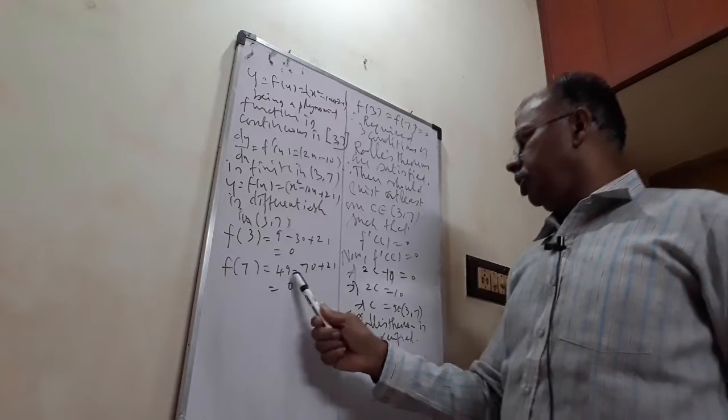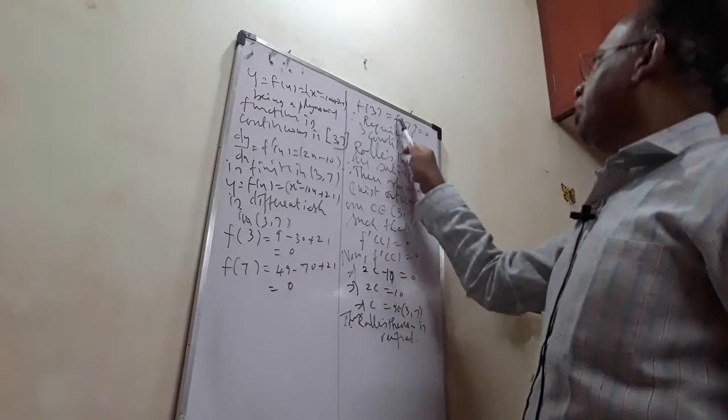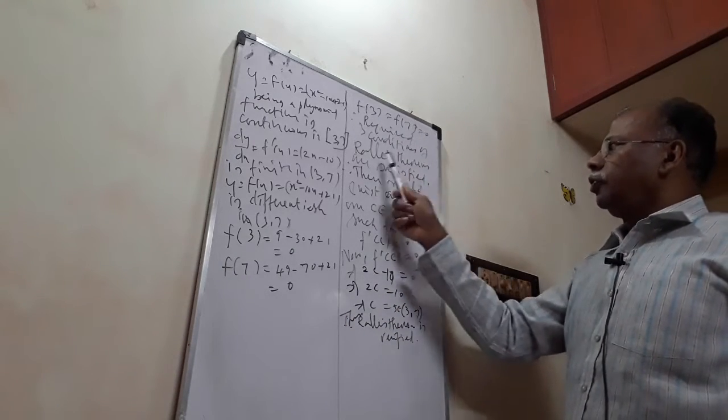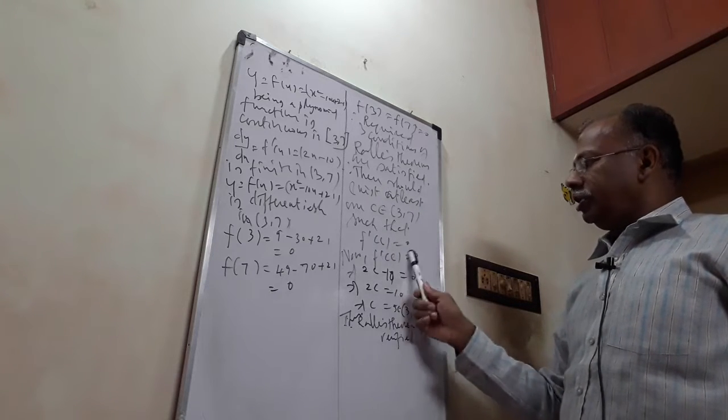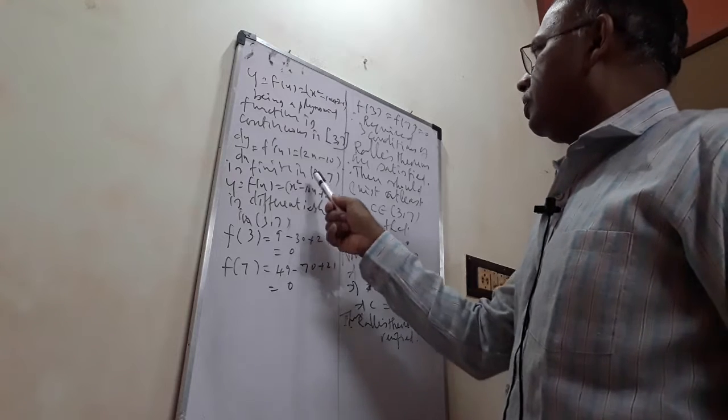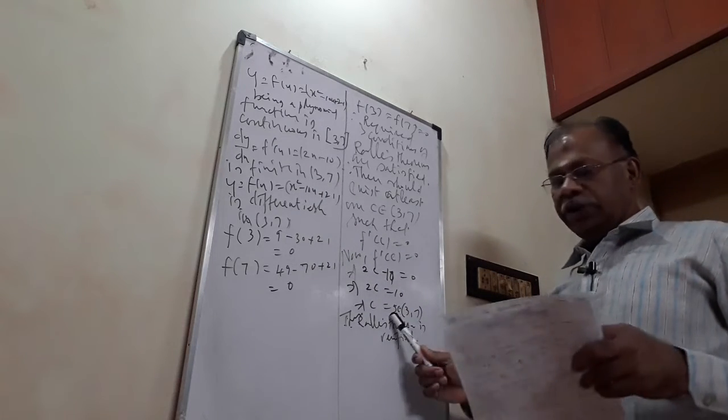49 plus 21, 70 minus 70 is 0. The f of 3 is equal to f of 7 is 0. The required 3 conditions of Rolle's theorem are satisfied. There should exist at least one C in the open interval, so f dash of C is 0. F dash of C is 2C minus 10. C is 5. 5 is in the open interval.